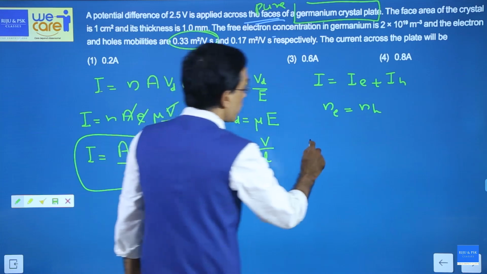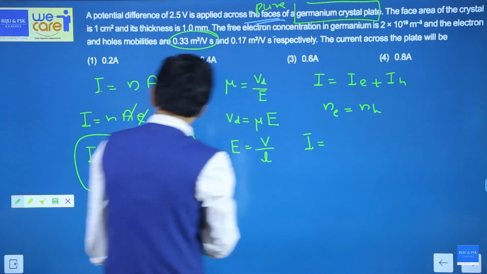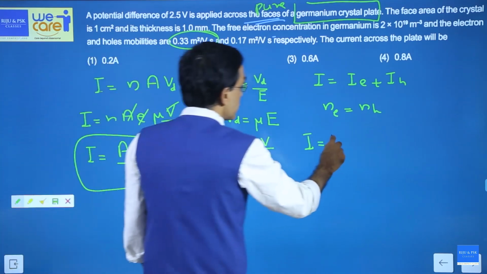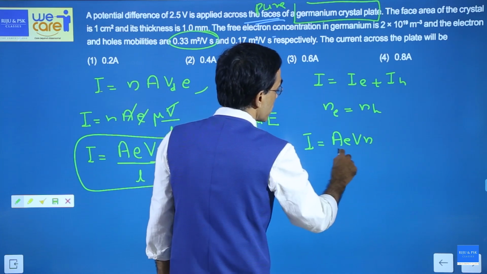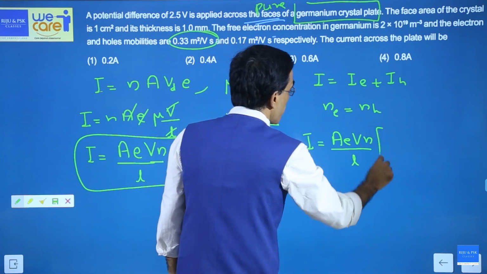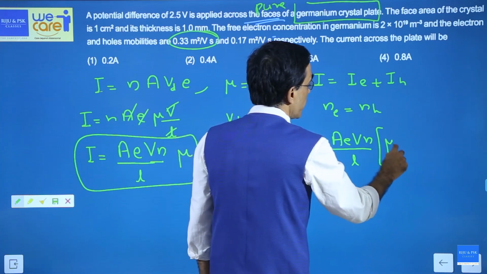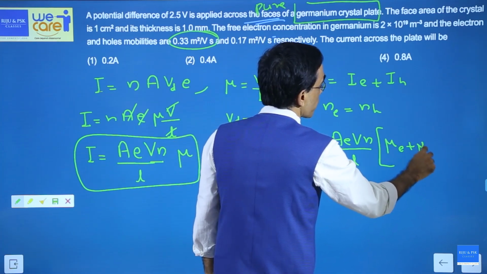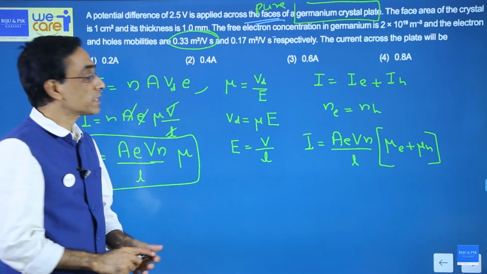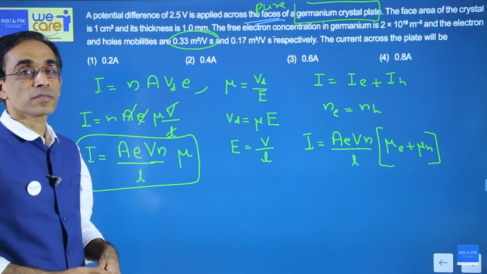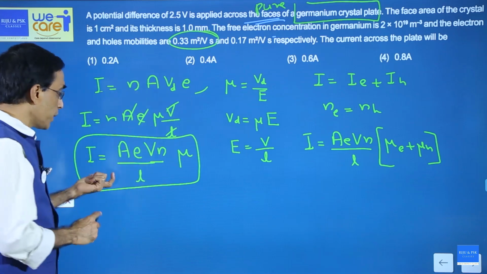So what is the final equation? See this one: I equals, all these parameters are common, that is A into E into potential difference into number density divided by length, but the only thing different is the mobility of electron plus mobility of the hole. That is the final equation. Now just substitute values and calculate. Okay, so this is the major equation.